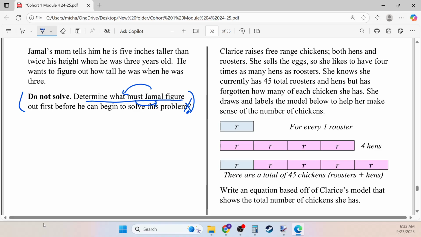So, it says that his height now is 5 inches taller than twice his height when he was three. So this is the height at three. Height now is 5 inches more than twice the height at three.